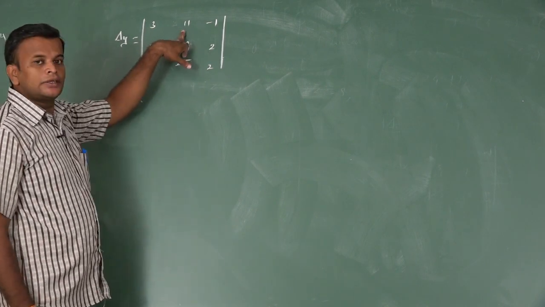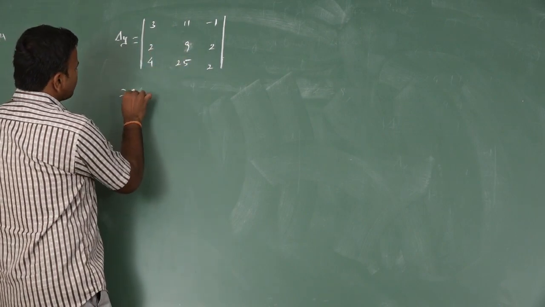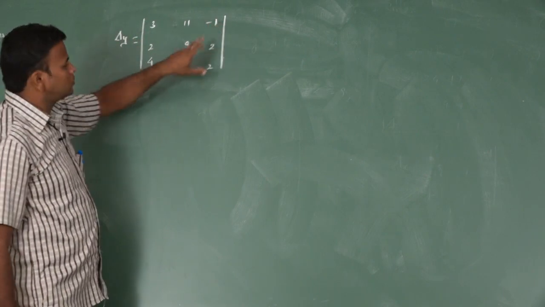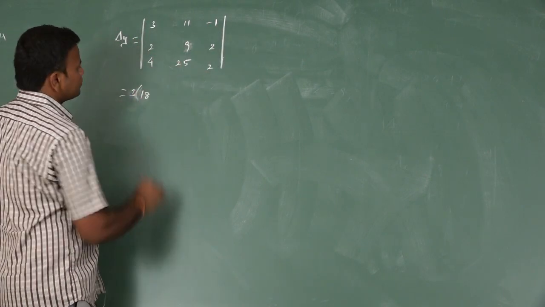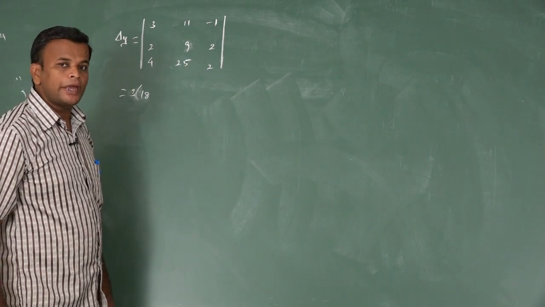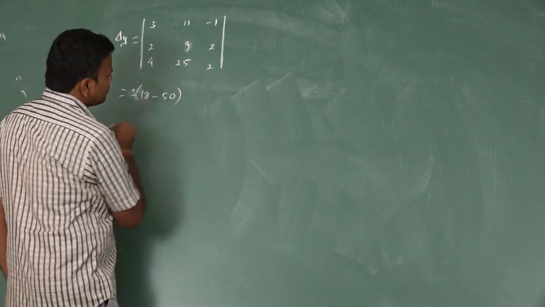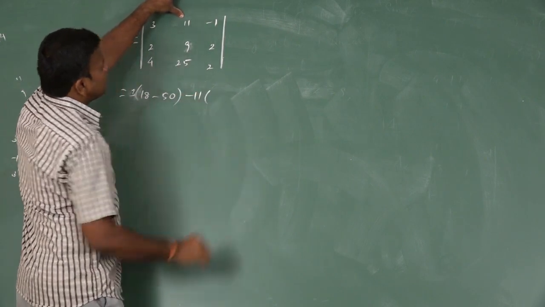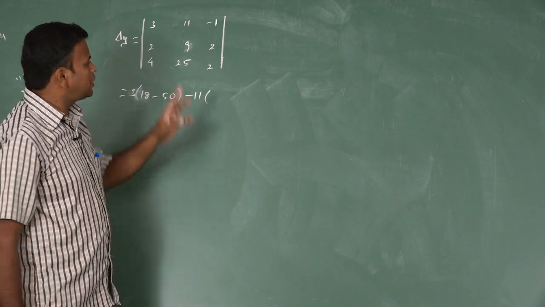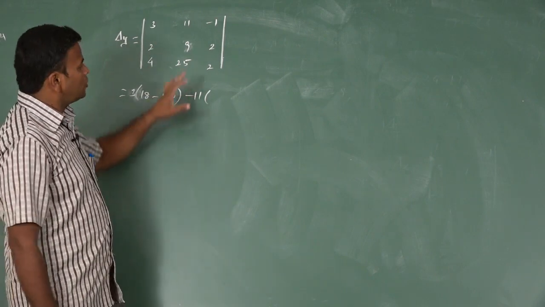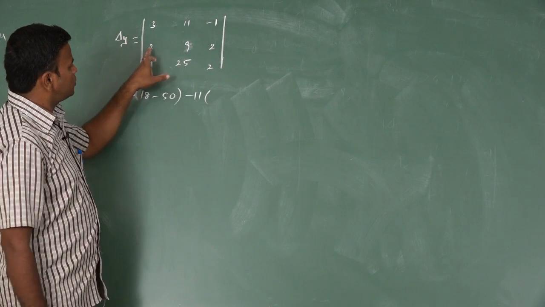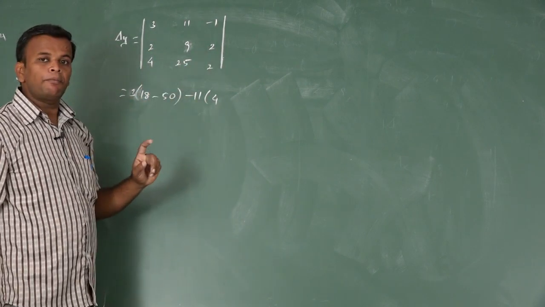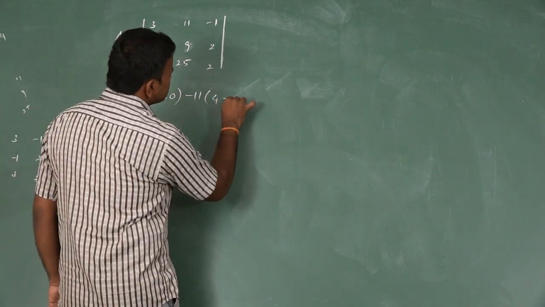3 of, first of all. We leave the first column and first row. 9 2s are 18. We multiply these two elements with a minus sign. So minus 50, 25 2s are 50. Next, minus 11 of. The symbol of the number 11 is minus. We leave the second column and first row. 2 2s are 4. We multiply these two elements with a minus, so 4 2s are 8, minus 8.